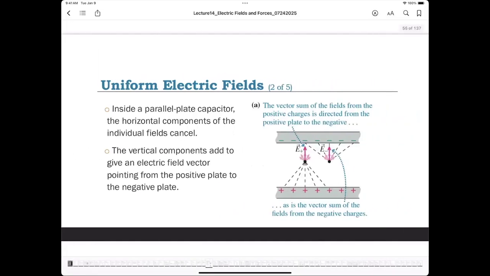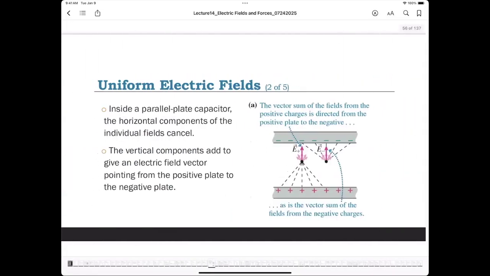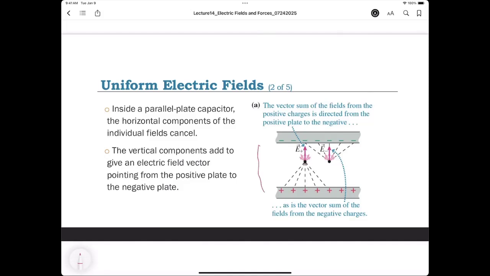Inside the parallel plate capacitor, the horizontal components of the individual fields cancel. You can see this direction component will be cancelled, and the vertical components add to give an electric field vector pointing from the positive plate to the negative plate. You will see it goes from here, like this.